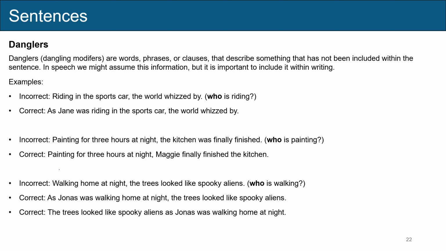So danglers, which is kind of a funny name, but I don't come up with them. Short for dangling modifiers or any sort of words or phrases that describe something not included within the sentence. It is very close to a dependent clause, in as much as we don't have enough information here for it to be by itself. Danglers, they're quite common in creative writing.